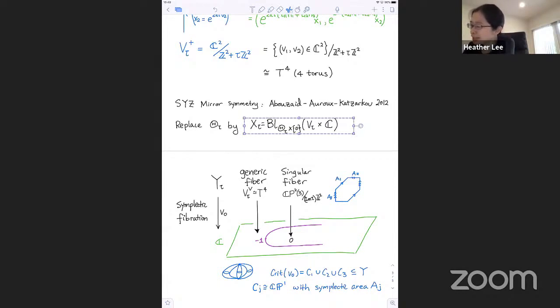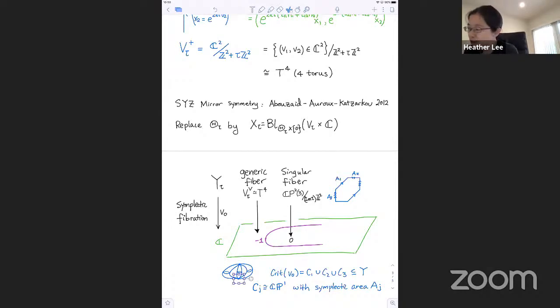But if you look at the critical locus of this fibration, the critical locus looks like this. It's actually 1 complex dimensional, and it does look a bit like a genus 2 curve that's singular and degenerated. If you like, there are these degenerated points.